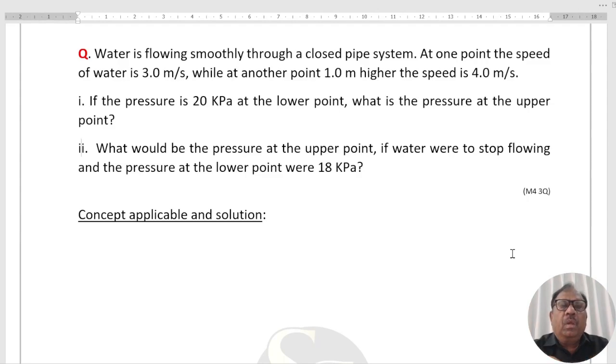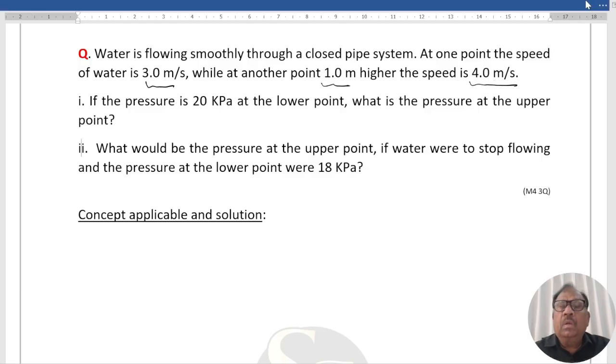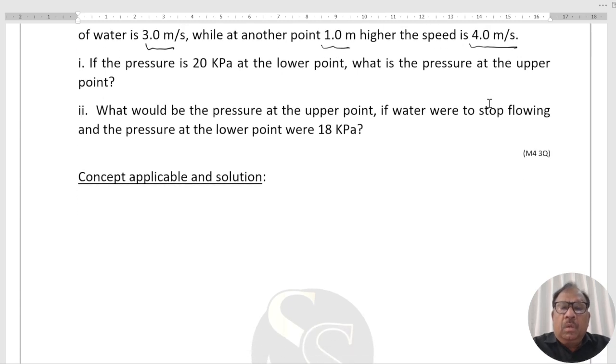Question is, water is flowing smoothly through a closed pipe system. At one point the speed of water is 3 meter per second, while at another point 1.0 meter higher, the speed is 4 meter per second. Two parts are in this question. First part is, if the pressure is 20 kilopascal at the lower point, what is the pressure at the upper point? Now, let's start. One is lower point, one is upper point.